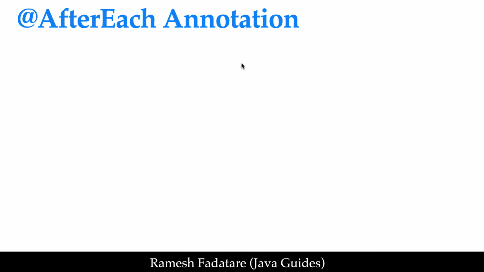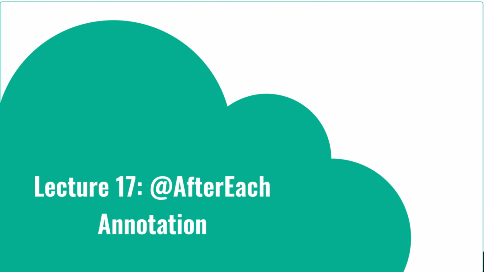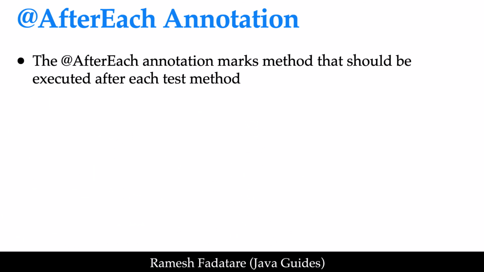Hi everyone, welcome back. In the previous lecture, we have seen the @BeforeEach annotation. We use the @BeforeEach annotation to mark a method that should be executed before each test method in a test class. Now in this lecture, we are going to see the @AfterEach annotation. The @AfterEach annotation is one of the JUnit lifecycle annotations, and it marks a method that should be executed after each test method. So it works in the opposite way to the @BeforeEach annotation.